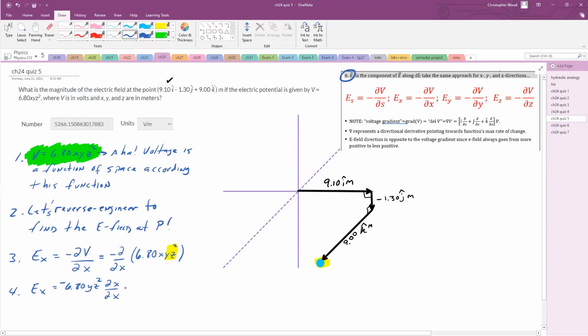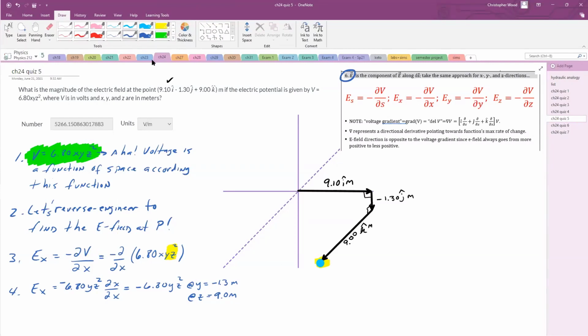Okay. And this answer is negative 6.80 y z squared, evaluated at y equals negative 1.3 meters and at z equals 9.0 meters. And let me just go back and repeat kind of what I just said for reinforcement purposes.